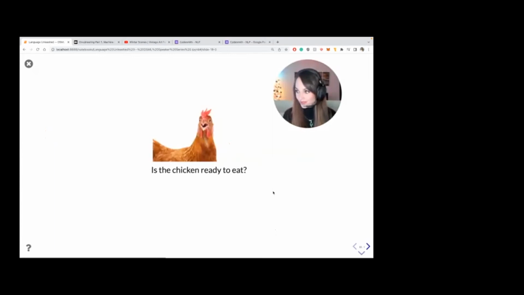More examples. Is the chicken ready to eat? Does that mean that someone in my household could cook that chicken and I'm going to have chicken for dinner, or I just happen to have a pet chicken and I'm ready to give it food? So there's a lot of ambiguity, like, for example, those 3 examples that we just saw.